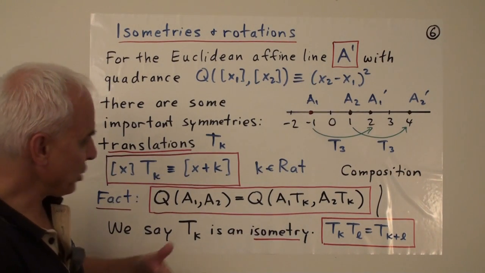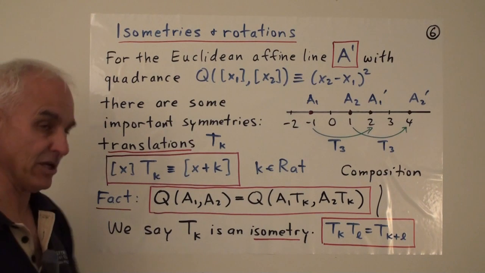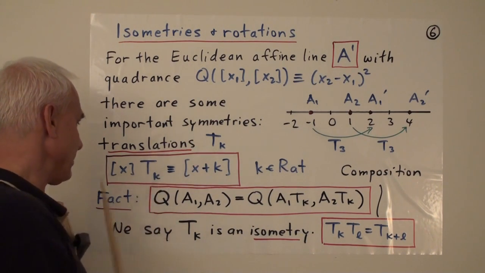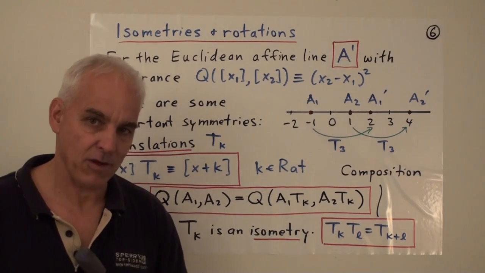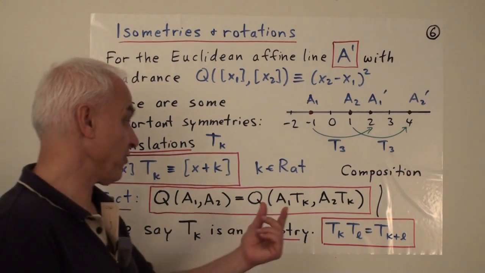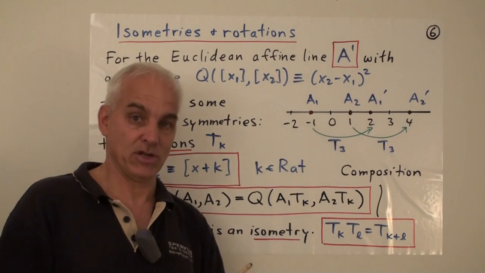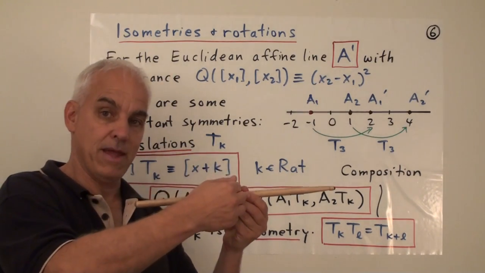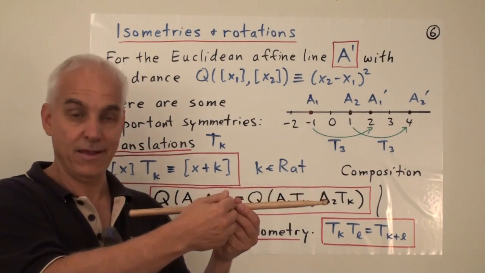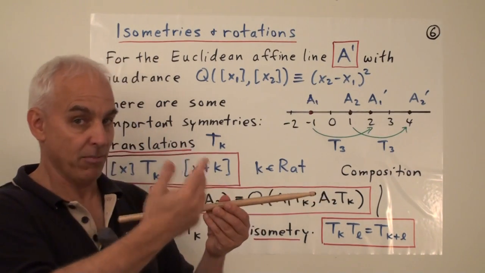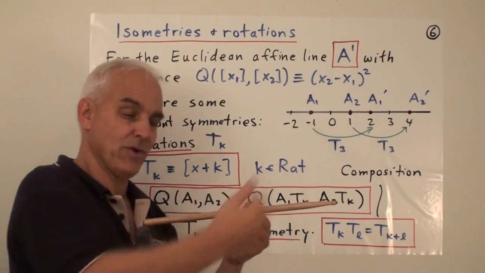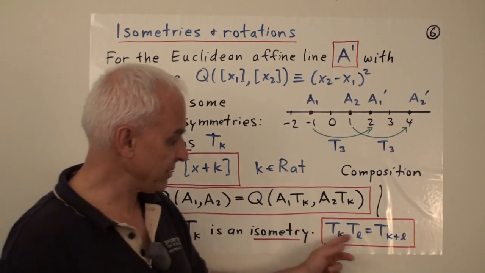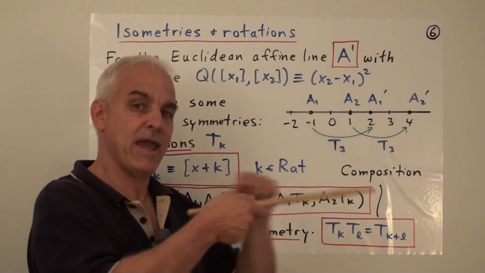Now there's an important additional aspect of these translations, namely that once we multiply by a translation to get another affine one point, there's nothing to stop us from multiplying by another translation, say t sub l. So performing t sub k translates it by k, and then multiplying by t sub l is another translation by l. And the combined effect of those two things is a translation by k plus l.